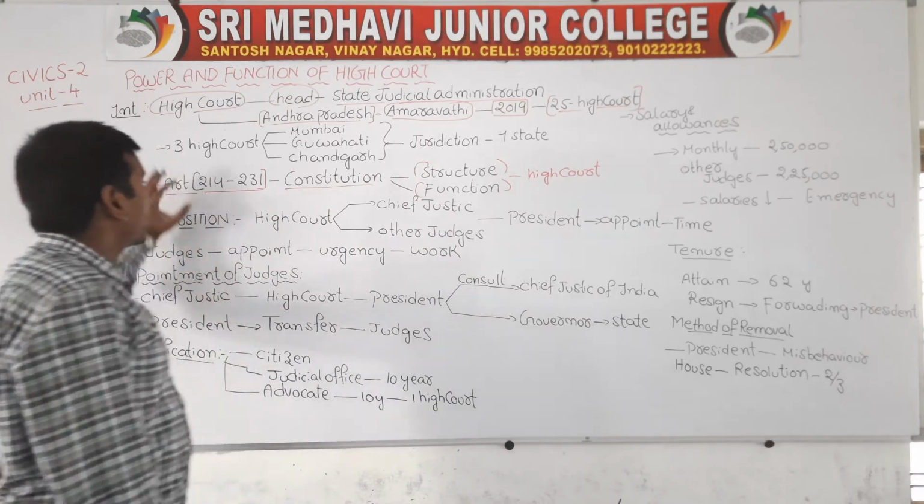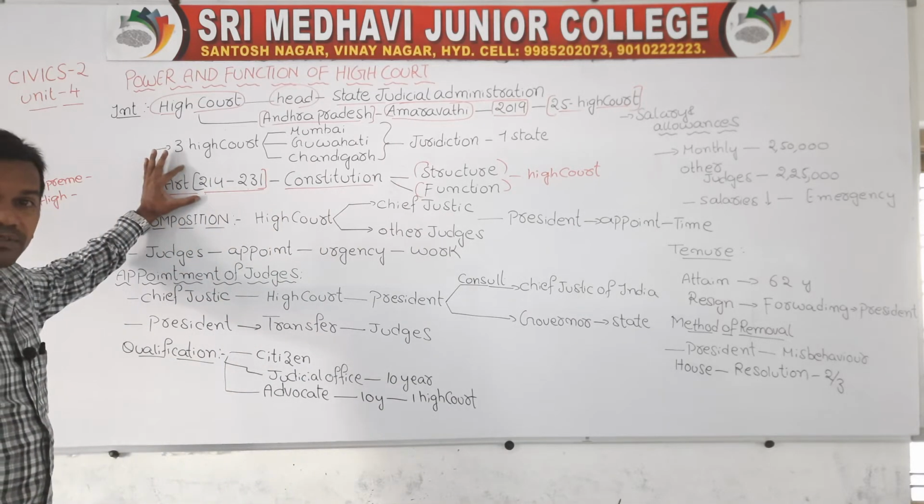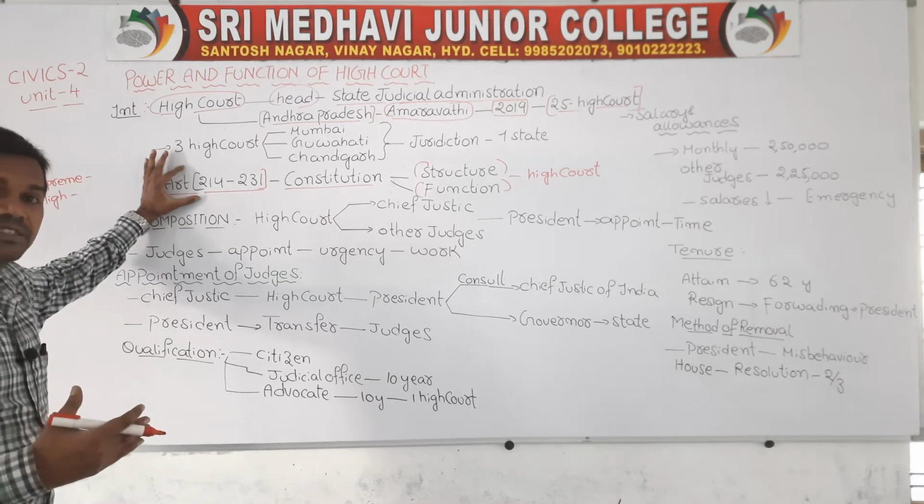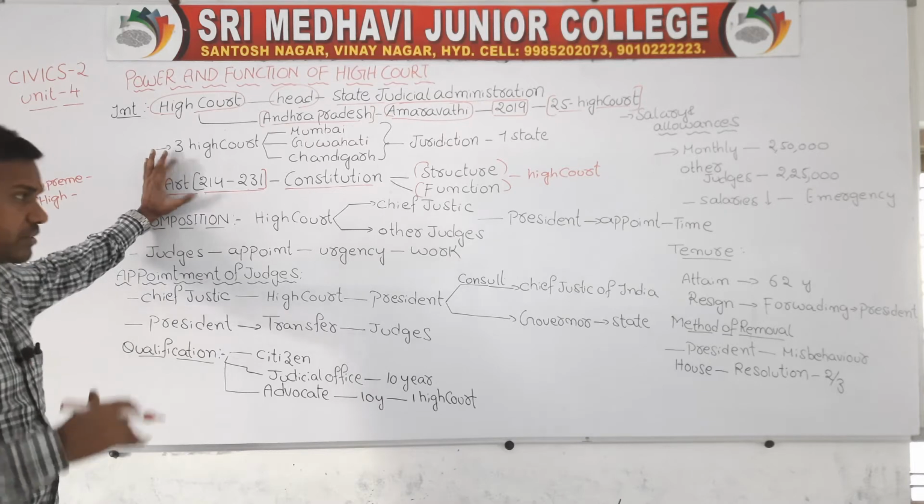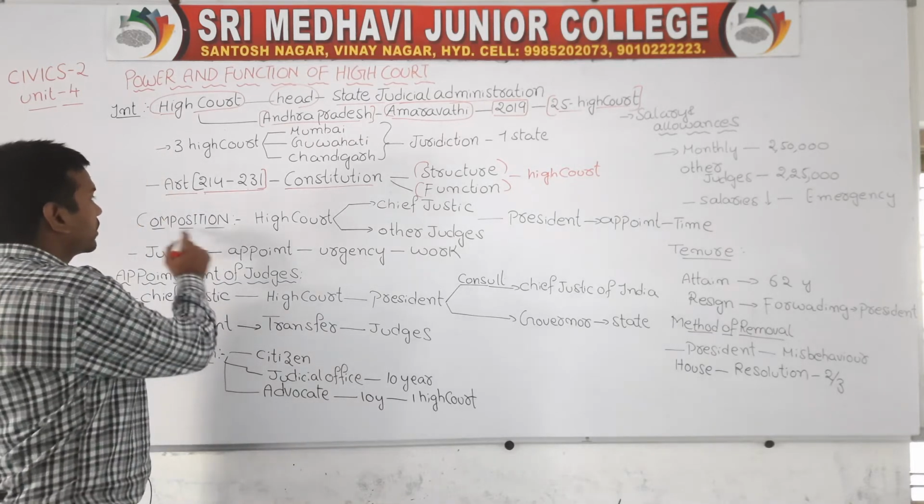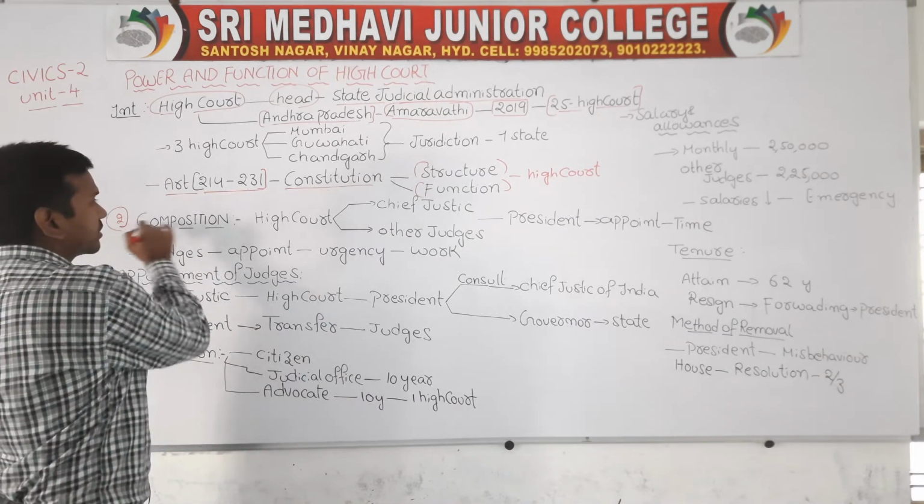So Articles 214 to 231 of the Constitution mainly explain the structures as well as the functions. This will explain the powers, positions, functions, etc. Now we come to the second point, which is composition.